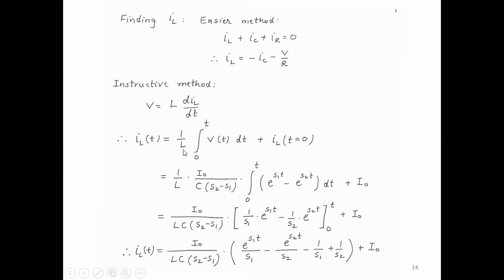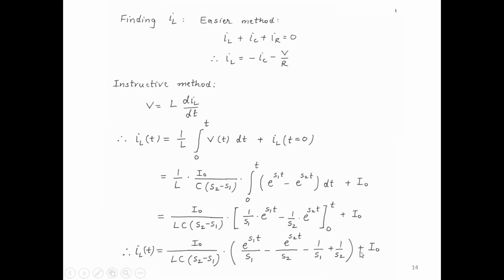So we say IL is equal to 1 by L, integral from 0 to t, V of t dt plus IL at t equal to 0, because it's a definite integral. And then we substitute for V, which is I0 by C S2 minus S1 e raised to something. And IL at t equal to 0 was I0. We already know that from our original initial solution. And then we integrate. So this is the integral, and you know how to integrate this. So we get this. Alright, so IL, we get this.